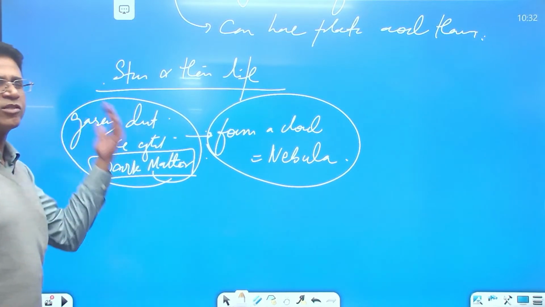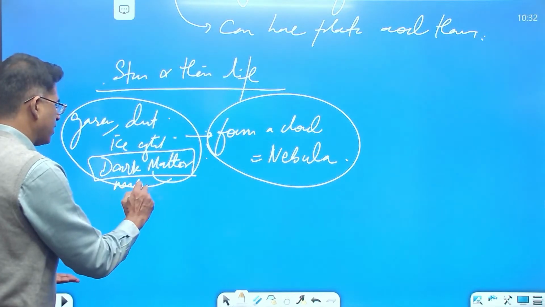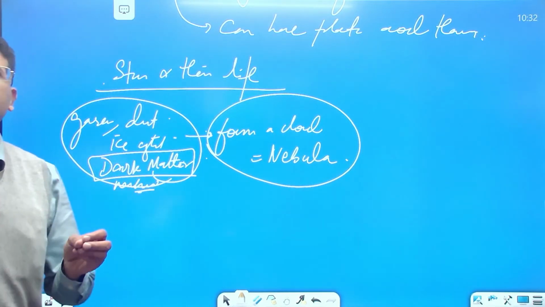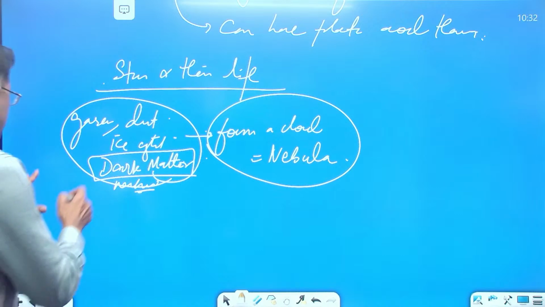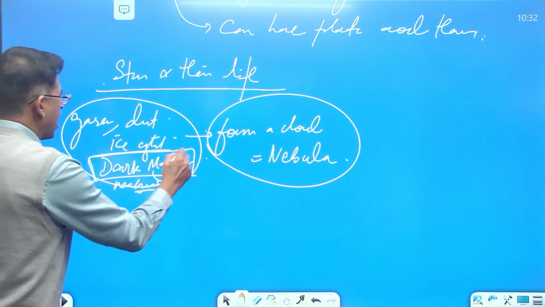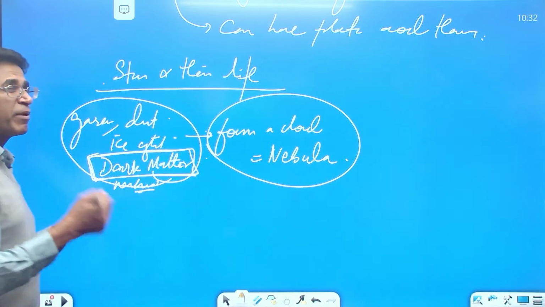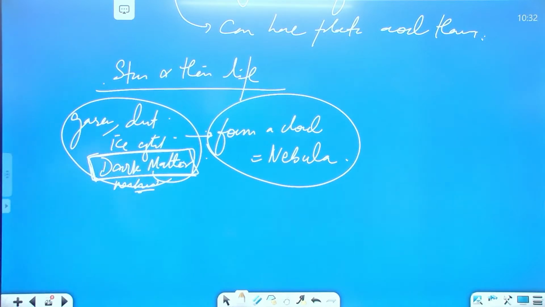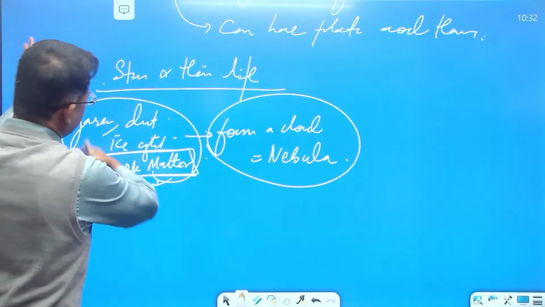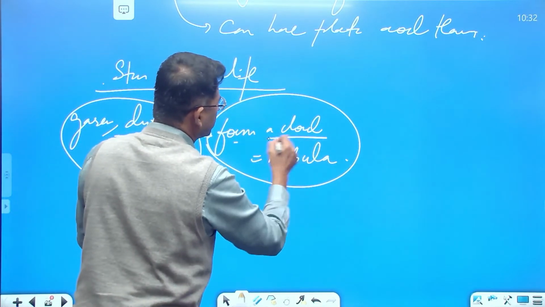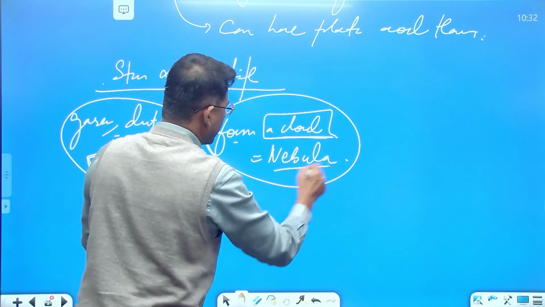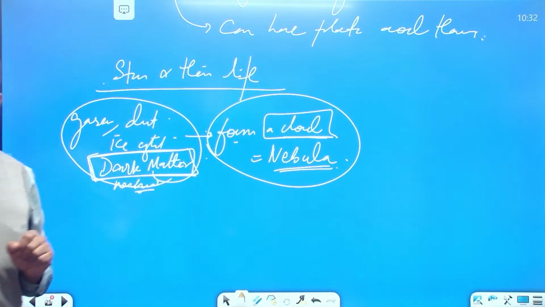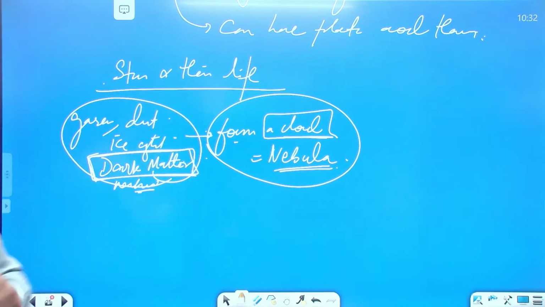There's a lot of other things. There are neutrinos also for that matter. There are some particles, one of which is something called dark matter. Dark matter because we do not know about it. We are still researching it. All of this together forms a cloud, a cloud called a nebula. They are together as a cloud.